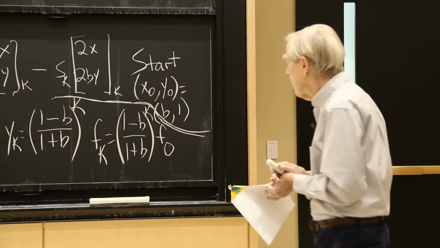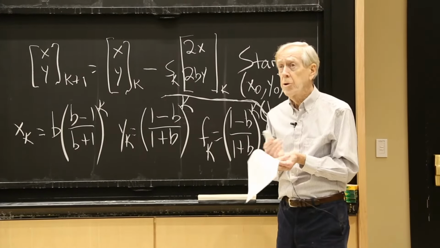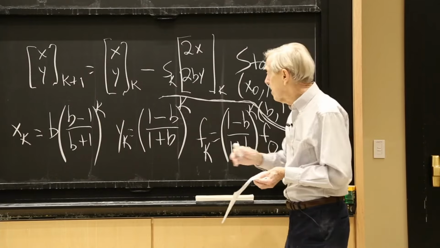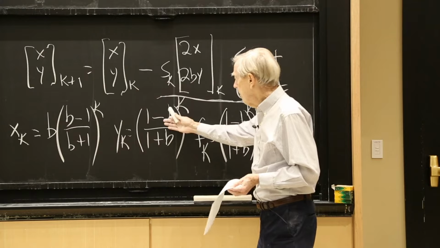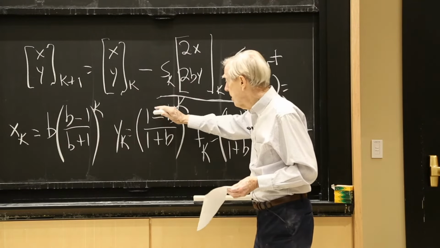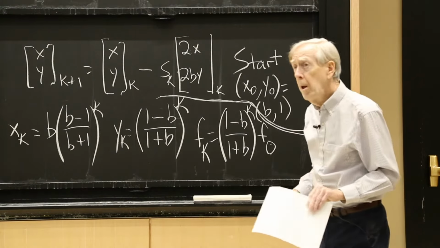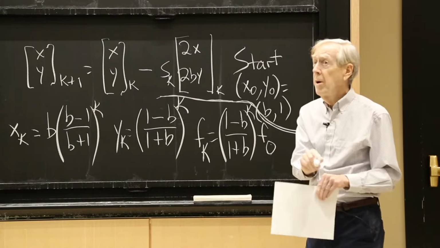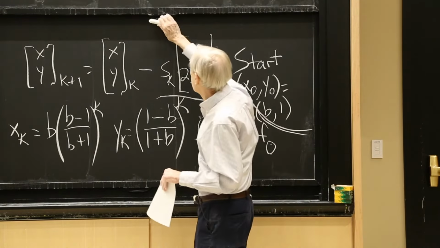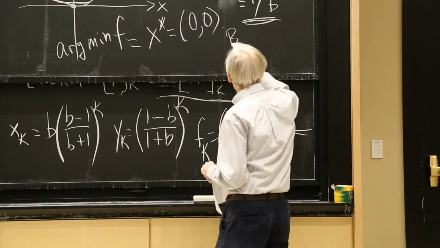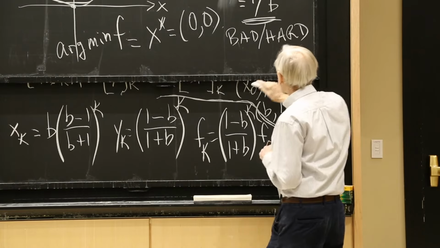So what am I learning from this example? What's jumping out is that this ratio, (1 minus b) over (1 plus b), is crucial. If b is near 1, that ratio is small. If b is near 1, that's near 0 over 2, and I converge quickly. No problem at all. But if b is near 0, if my condition number is bad, so the bad case, the hard case, is small b.